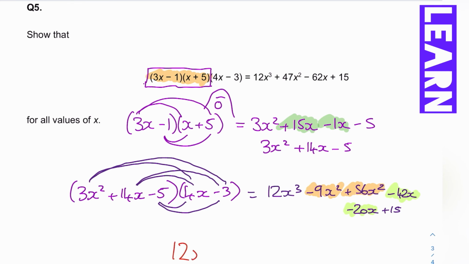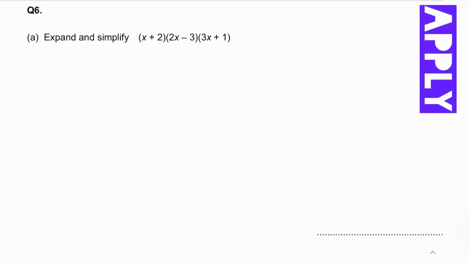So our final answer would be 12x cubed. Negative 9 plus 56 is plus 47. We've got our x squared. Negative 42x, subtract another 20x, is negative 62x. And then we've got our 15. In this question, it actually gives you the answer, so you can check in your exam that you've got the full marks. Okay, pause the video now if you'd like to have a go at this question before I talk through it.